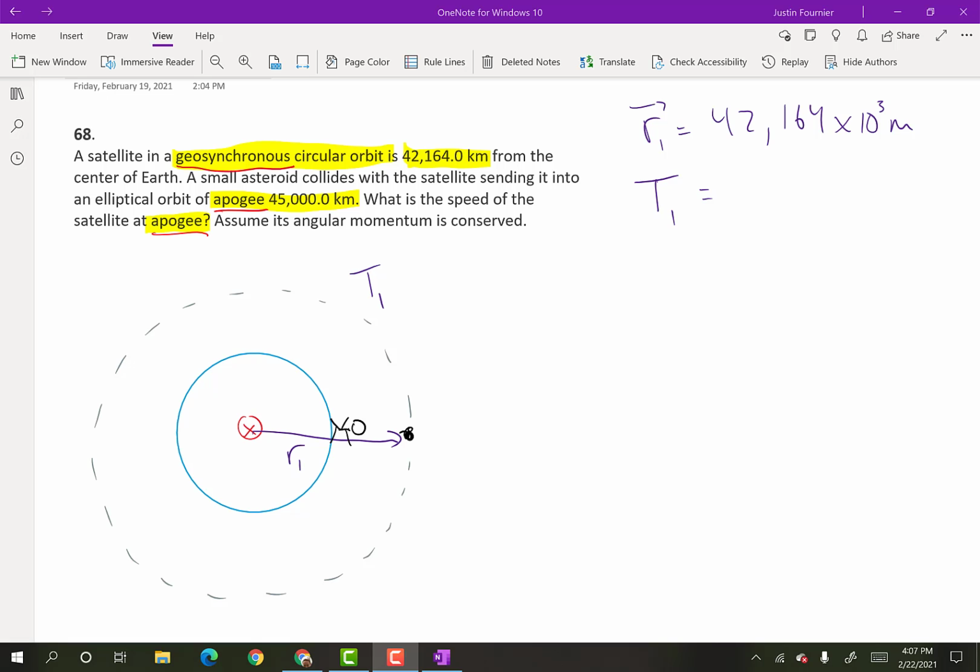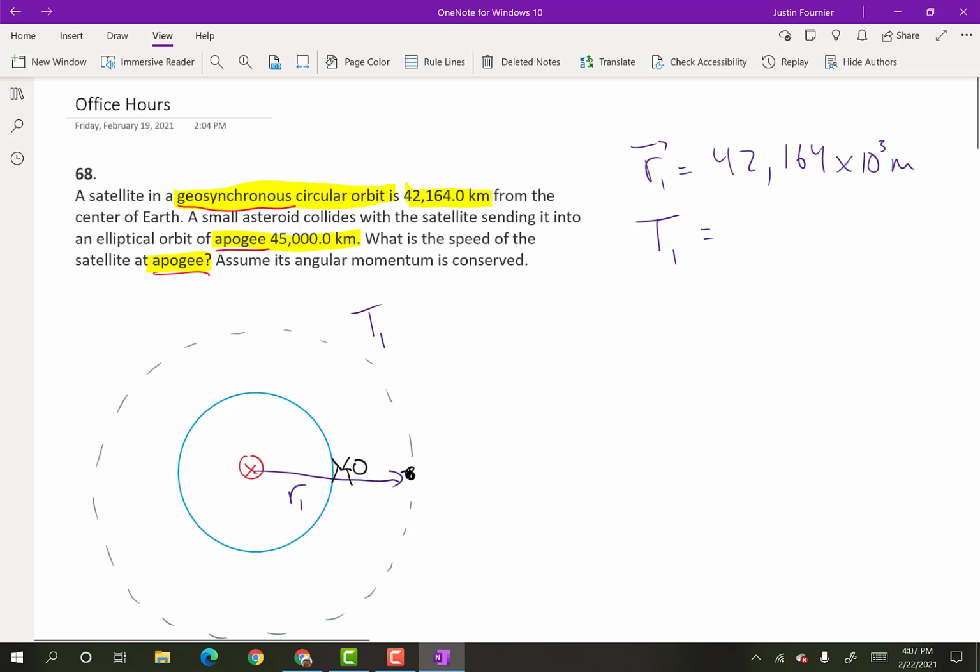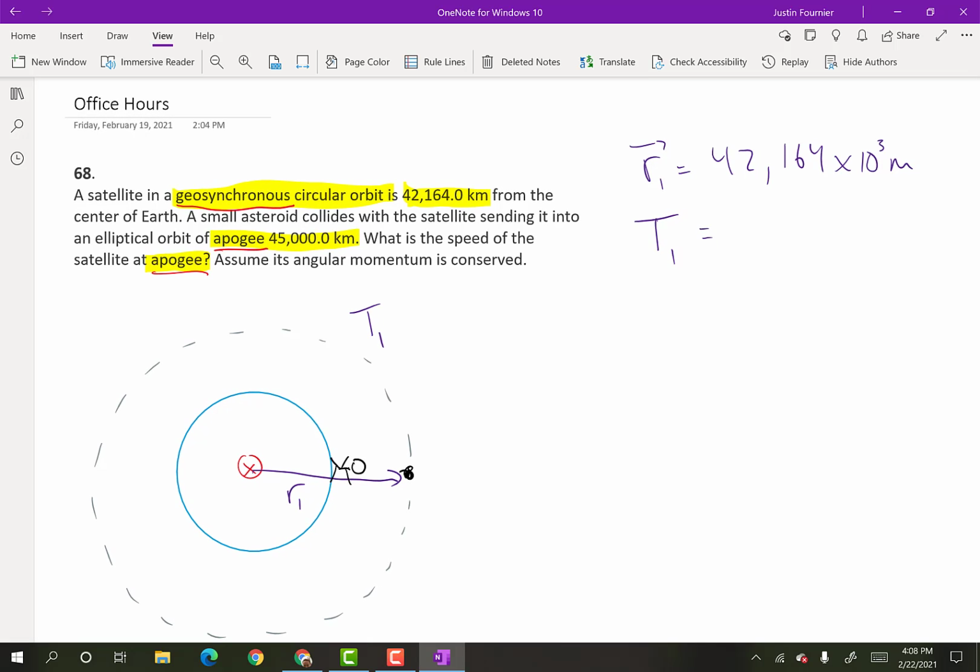This one, number 68, says: a satellite in geosynchronous circular orbit is 42,164 kilometers from the center of the Earth. A small asteroid collides with the satellite, sending it into an elliptical orbit of apogee 45,000 kilometers. What is the speed of the satellite at apogee? Assume the angular momentum is conserved.